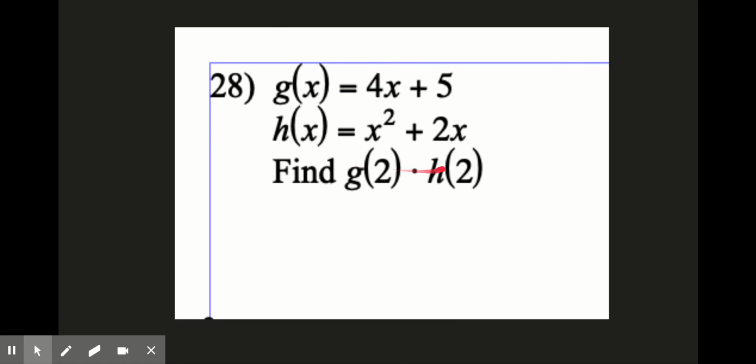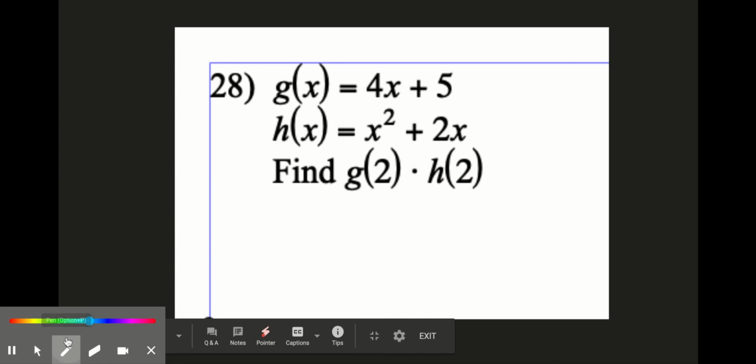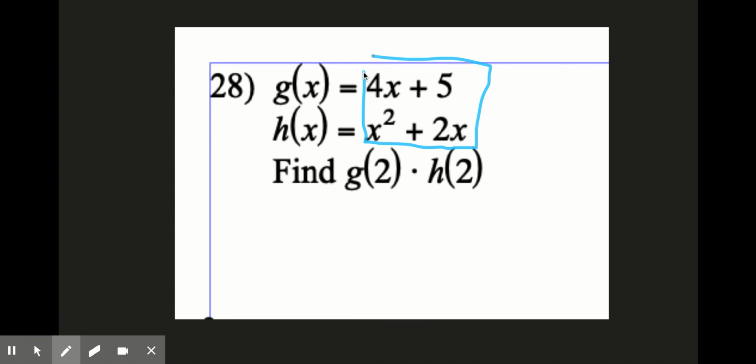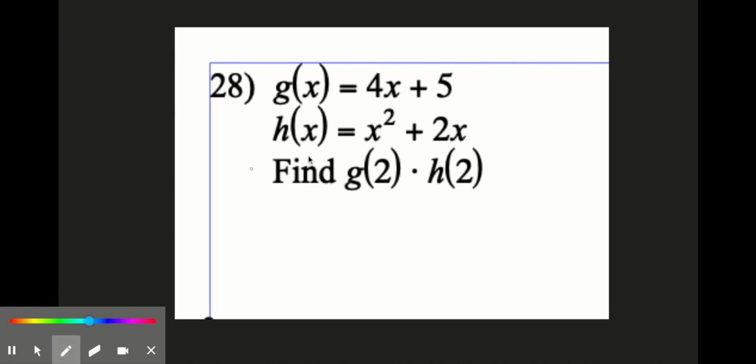Are you able to not have to worry about writing a new rule, but instead I say, I want you to take g of 2 and multiply it by h of 2. So there are two schools of thought. You could see what happens when you multiply these together, and then plug a 2 into that. Or you could just dive right in and get started.